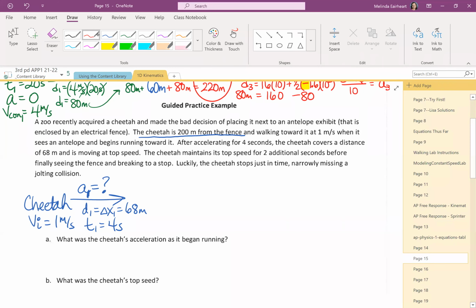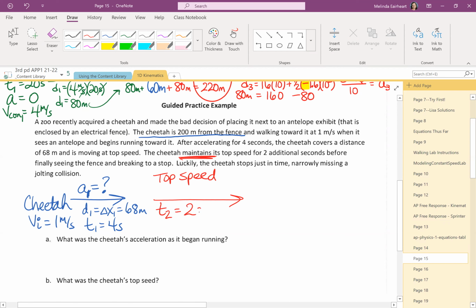What happens next? Well, in this acceleration time, they reach a top speed. And if it's top speed, we're not going any faster, right? And so the second portion is a top speed, maintains a top speed for 2 additional seconds. So we know 2 seconds. What's the acceleration if you maintain any speed? 0. So acceleration for the second part is 0. Everyone good there?